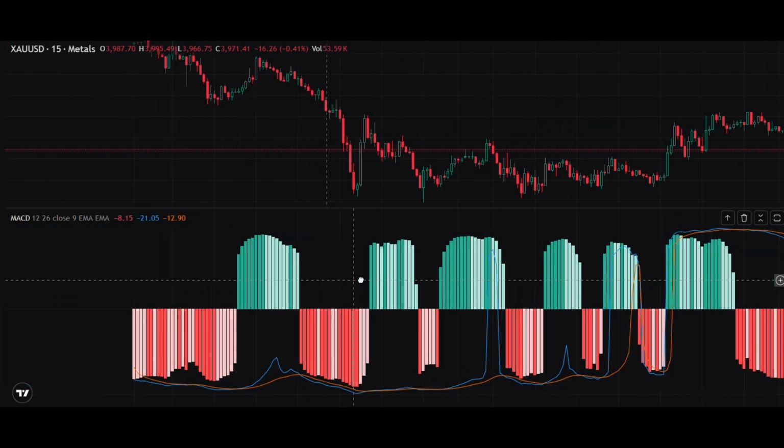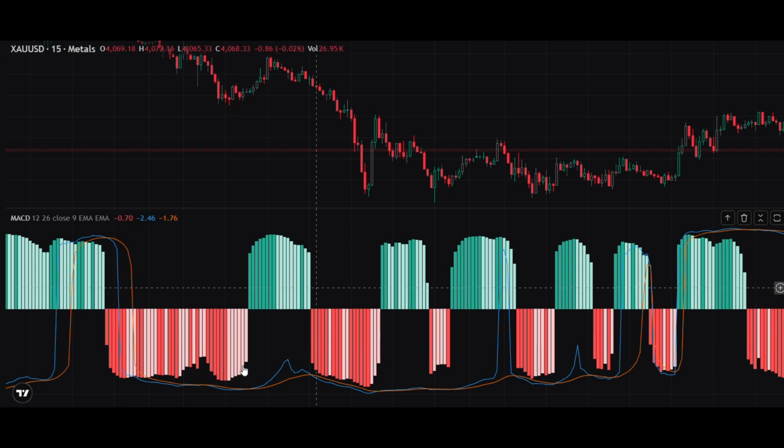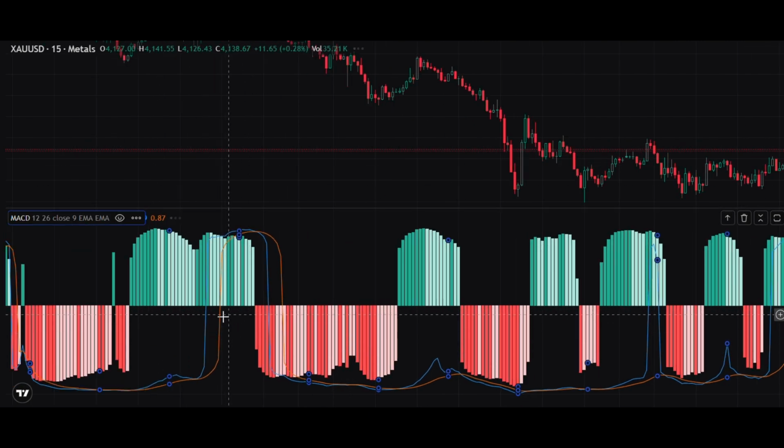Okay, let me see what else I got. Well, you guys know this is the consolidation phase right here. Green represents buyers. White represents sellers stepping in. Red represents sellers. The white represents buyers stepping in. You never want to really take a trade when the MACD is mismatching. This was a slight mismatch right here. This is a major mismatch right here. All right, so look at this mismatch.